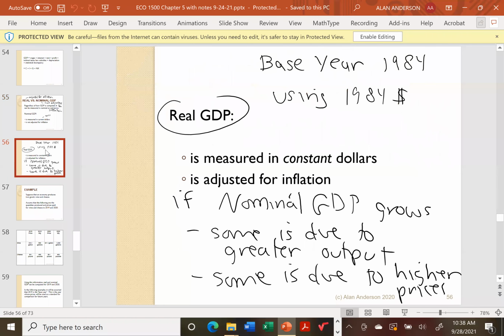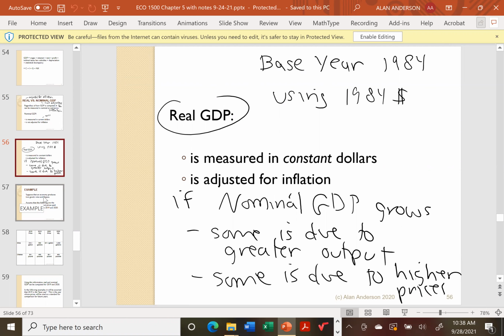So this is the one that isolates just the increase in output. That's why this is so important. Now, by the way, the word real can be applied in other areas as well. For example, in a later chapter, we'll see we can make a distinction between real and nominal interest rates. And there are other areas where we can apply this distinction as well. But here, we want to focus on GDP.